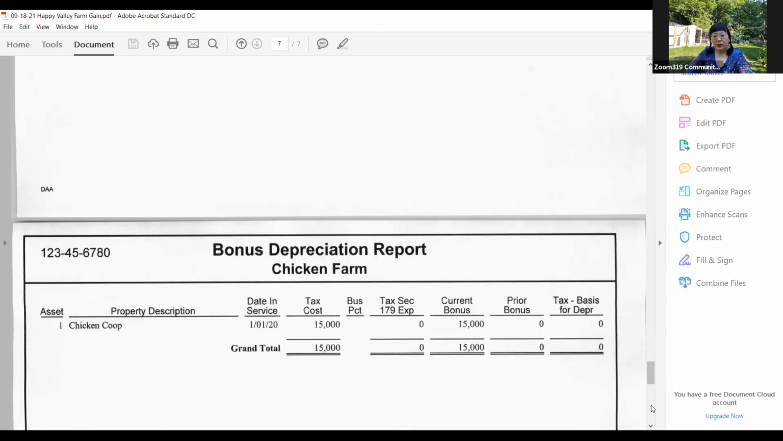And this is the bonus depreciation report. And you can see Chicken Coop. Stephanie put that in service on January the 1st, 2020. And the cost is 15,000. And the current bonus is 15,000. So she deducted all. All right. So this is one situation where Stephanie made money on the farming activity.